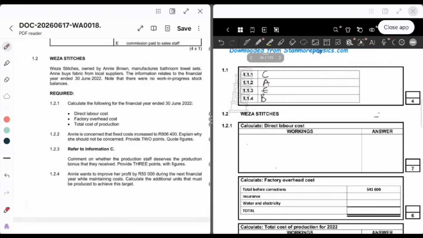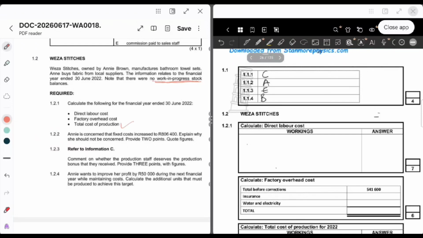In question 1.2, we have Wazer Stitches. So Wazer Stitches, owned by Anne Brown, manufactures bathroom towel sets and buys fabric from local suppliers. The information relates to the financial year ended 30 June 2022. Note that there were no work in progress stock balances. It is very important for you to note that there were no work in progress stock balances. I think this will be important for when you do the production cost statement, if they want the total cost of production, which they do there.